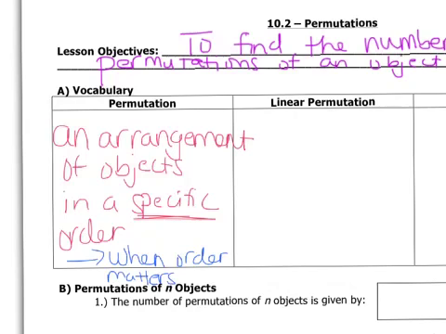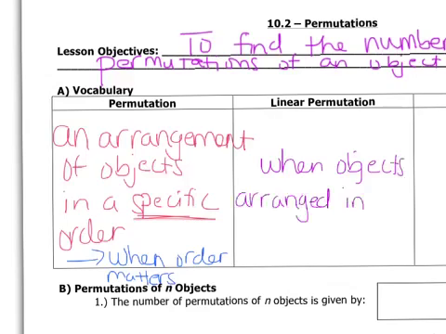A linear permutation is when the objects are arranged in a row. So think about, you have 4 books. How many ways can you lay out or arrange those 4 books that you have?